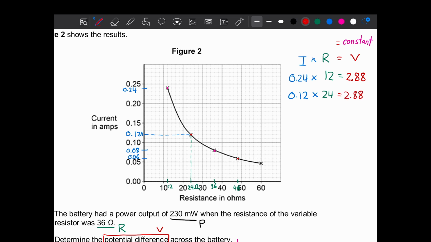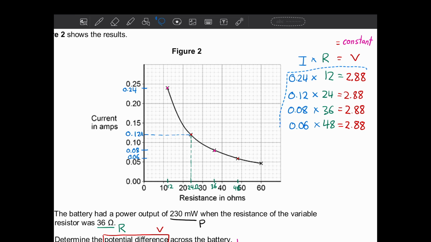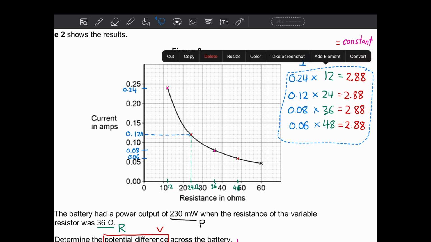Doing that again, and this does get tedious after a while, so let's just try and rush through the remainder. 0.08, 0.06, multiplied respectively by 36 and 48. And let's just check those individually. The reason I am checking it individually is if I have misread a number off the graph, I will not get the marks. So I want to make sure that all of these pairs are giving me the same constant value. In the exam, what you'd be expected to do is have essentially this copied over.